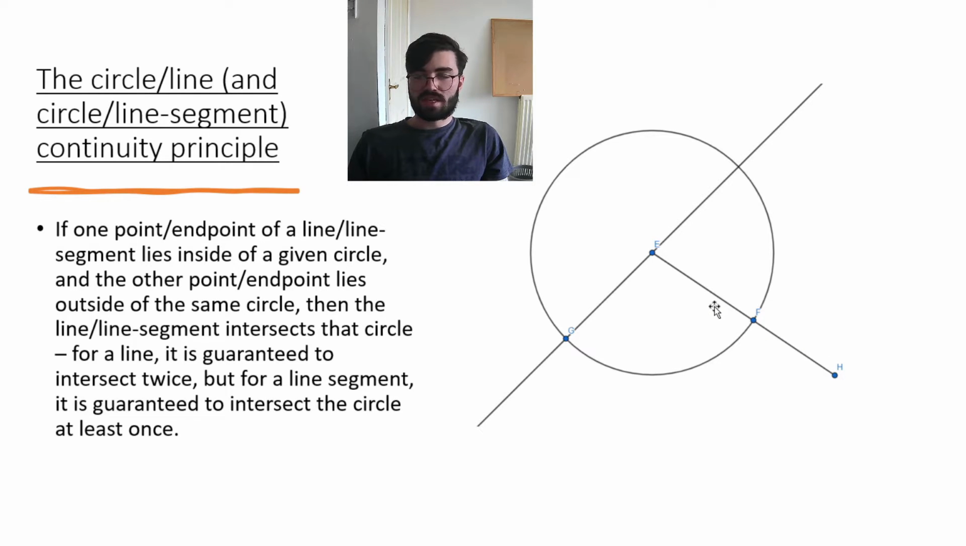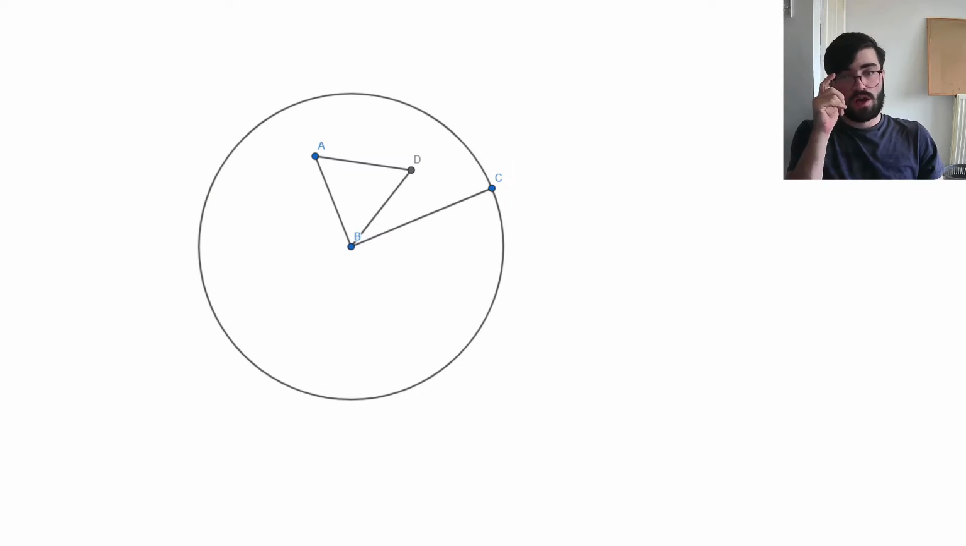Now, line segments are guaranteed, if there is an intersection point, to intersect at least once and at most twice, whereas a line will intersect exactly 2 times. Okay, so back to our construction.